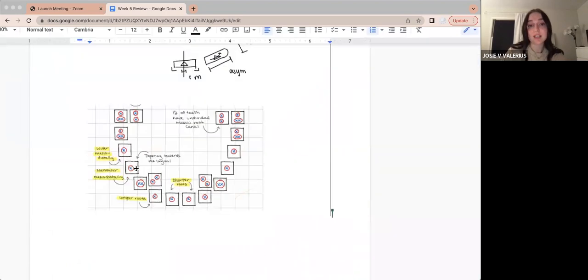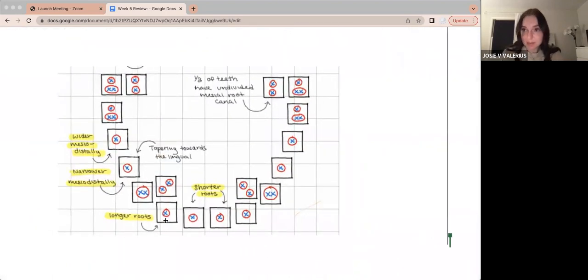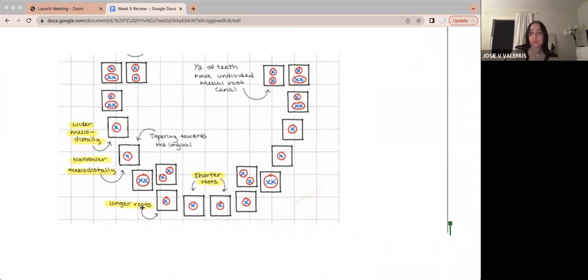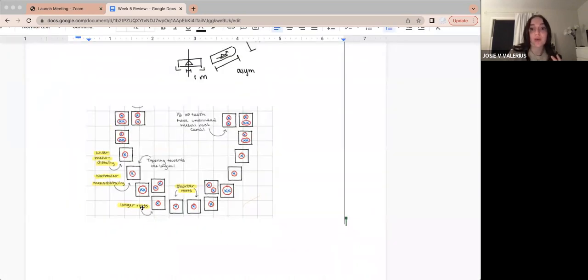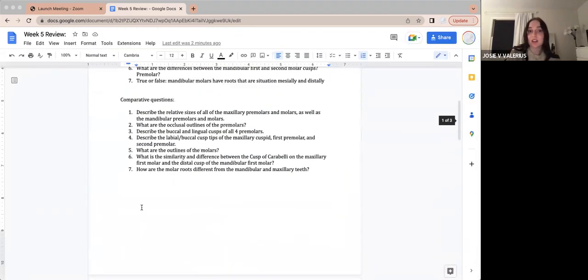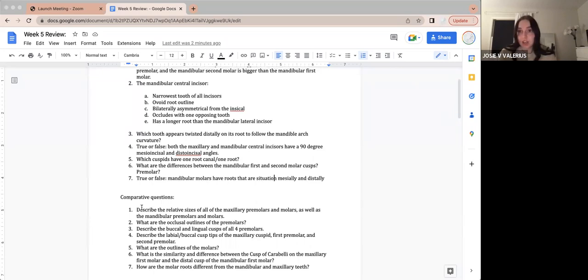Whereas the mandibular cuspids actually have two roots, and they can be split into two different canals, but there are two roots no matter what for the mandibular cuspids. So that's something to keep in mind when it comes to comparing and contrasting teeth. The cuspids for the maxillary and mandibular teeth have different roots.